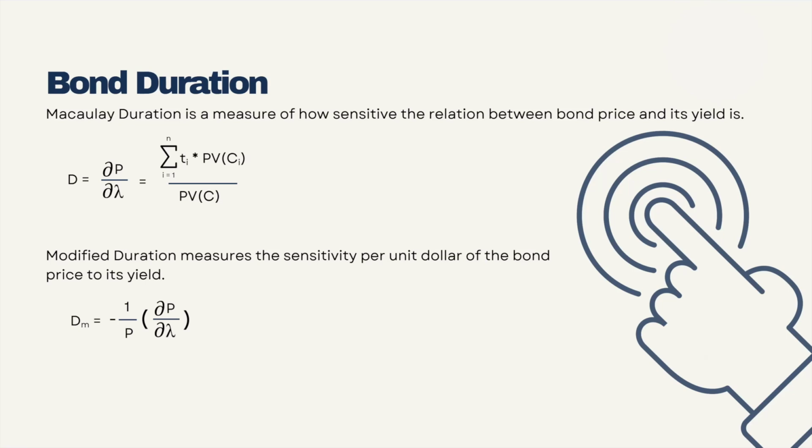Note that the modified duration formula has a negative sign in front. Since price is inversely related to yield, the partial derivative of price with respect to yield will always be negative. Hence, the negative sign ensures that we always report a positive value for the modified duration.